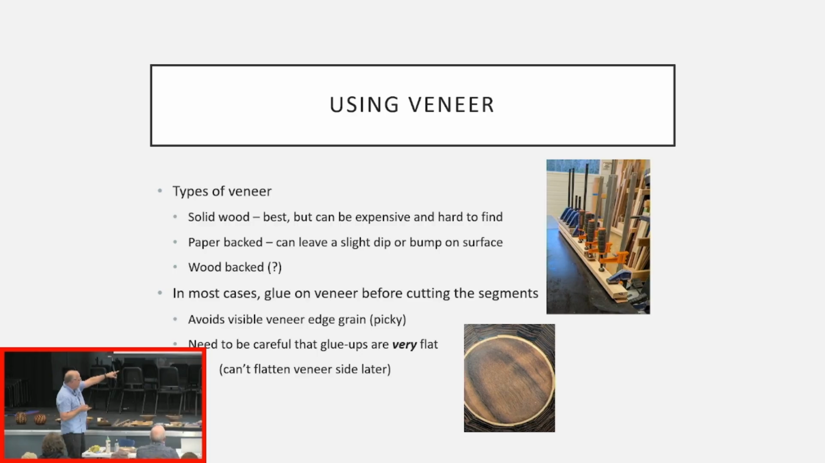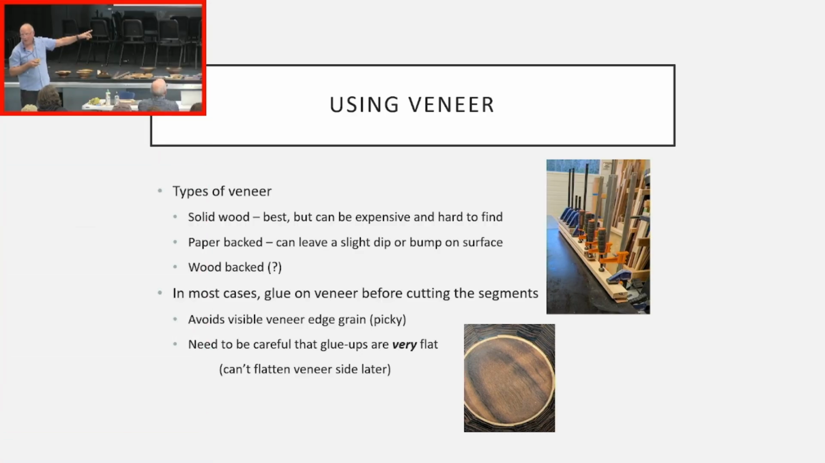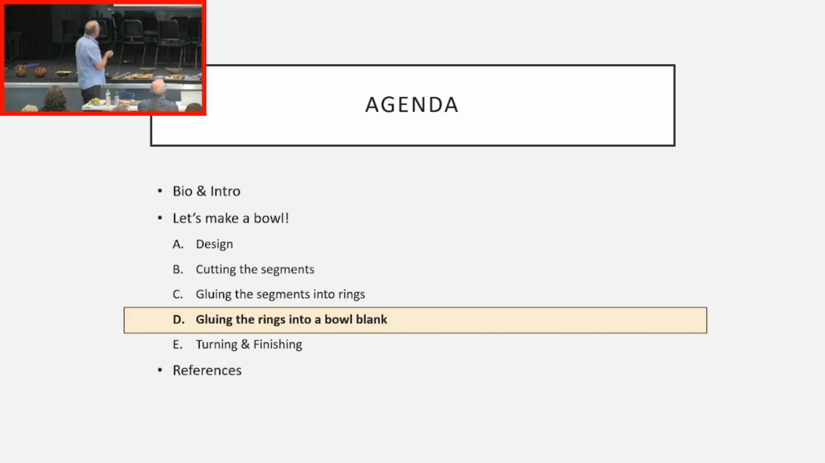This lower picture here is an example of a bowl that was glued up and it wasn't flat. And when you turn it, it's very visible that it wasn't flat, right? You can see the jagged edges where the veneer is. So again, learning from experience. I think that was it on the veneer.